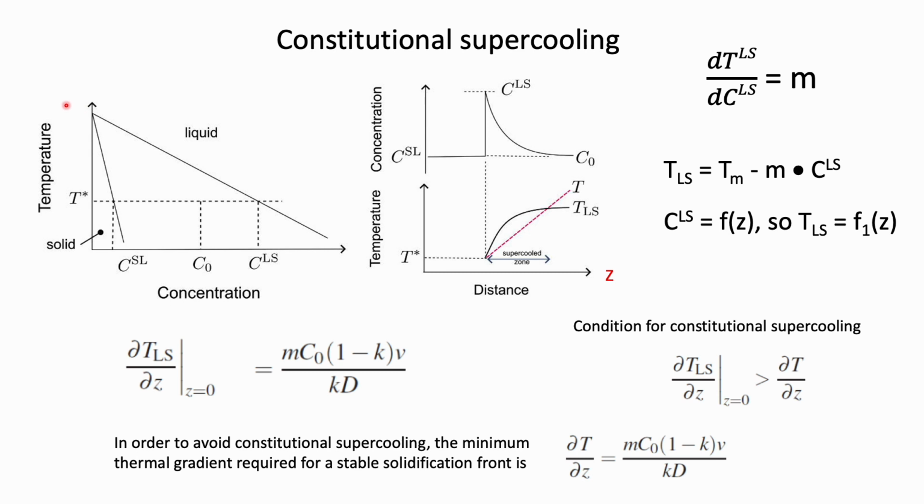Here is Tm. So this line, in mathematics, you can write as TLS equals Tm minus m multiplied by CLS. This is the concentration change. So what is m? m is the slope of this line. Basically, the temperature change with concentration, we can write in mathematics this way.